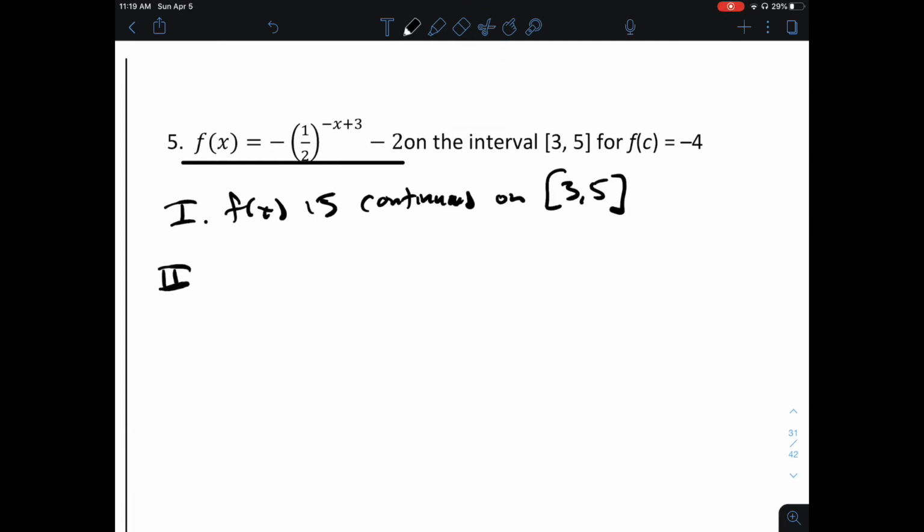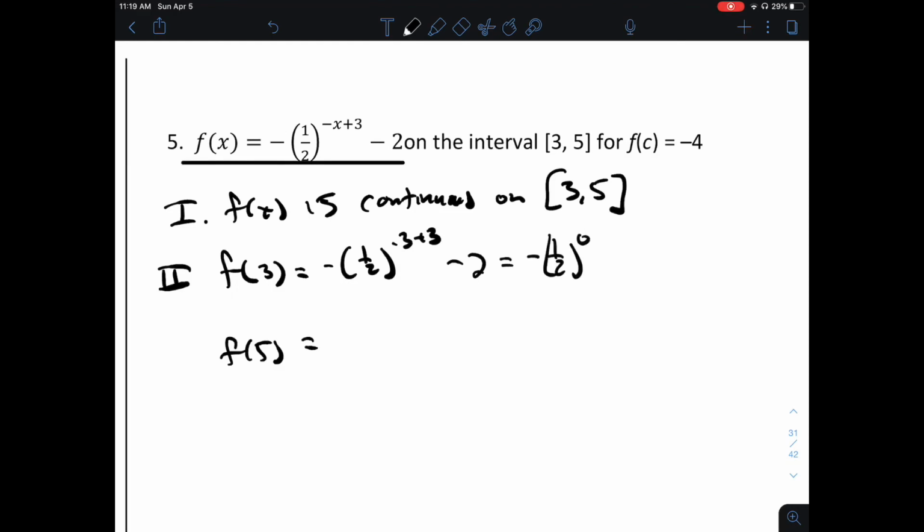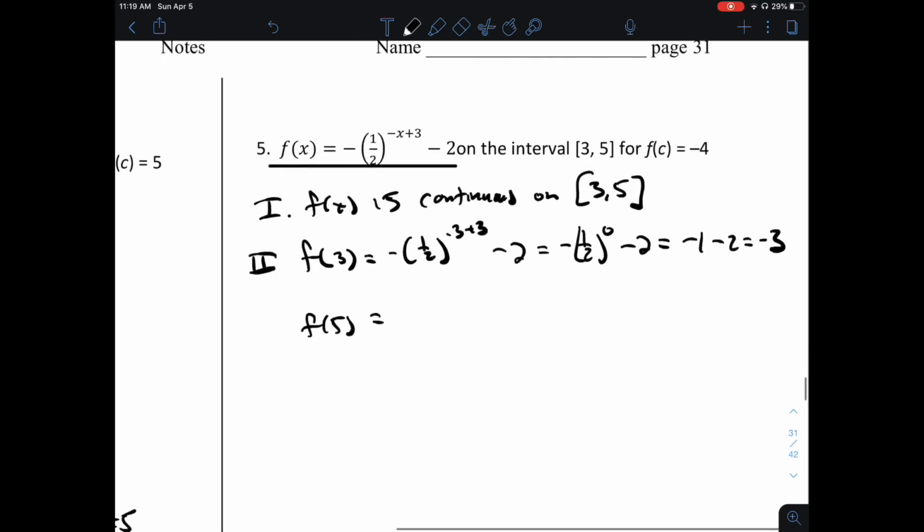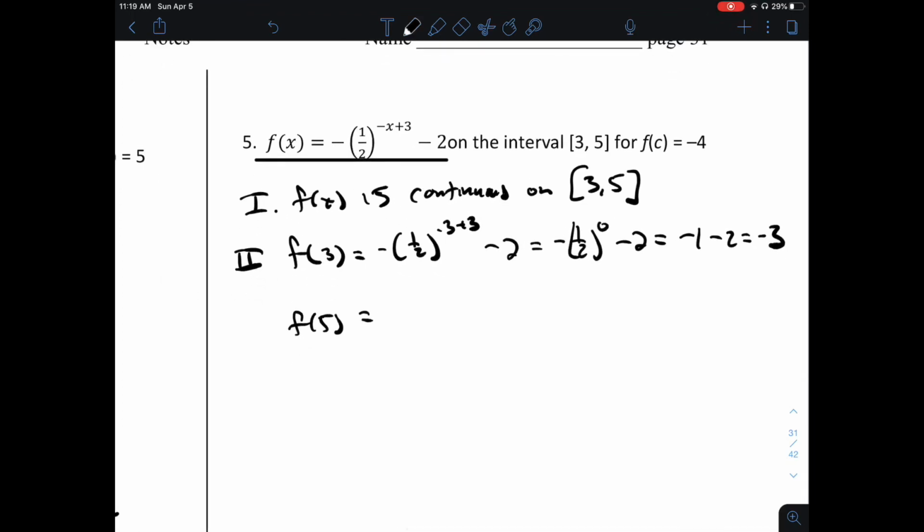Two, we got to figure out what the y values are of the endpoints of our interval. So non-calculator. We got f of 3, that's negative 1/2 to the negative 3 plus 3 minus 2. This should be pretty easy. So it's a negative 1/2 to the 0 minus 2. Anything to the 0 is 1, so we have negative 1 minus 2, which is negative 3. Not so bad.